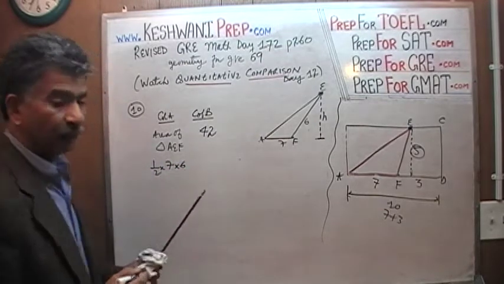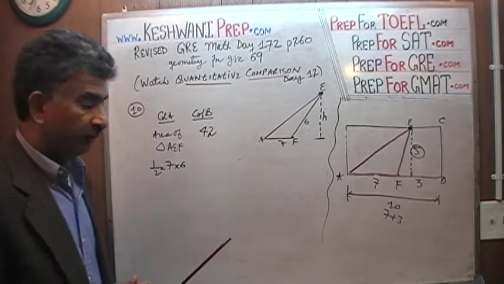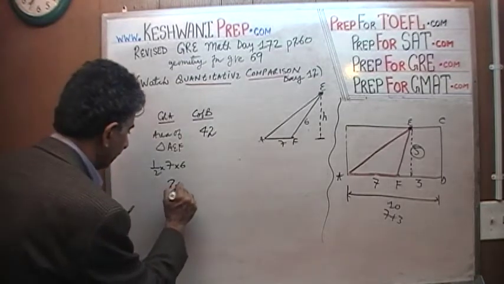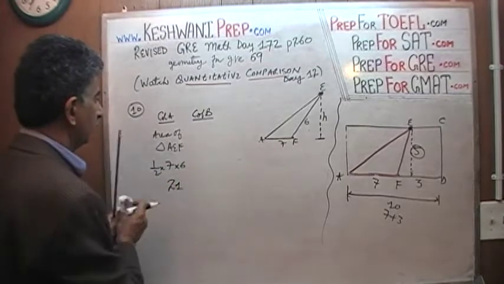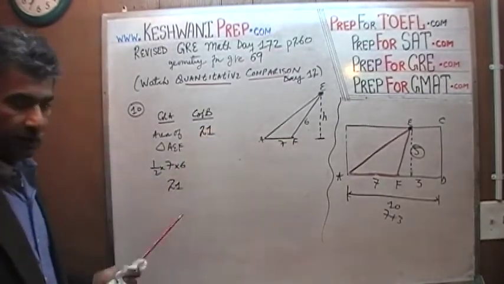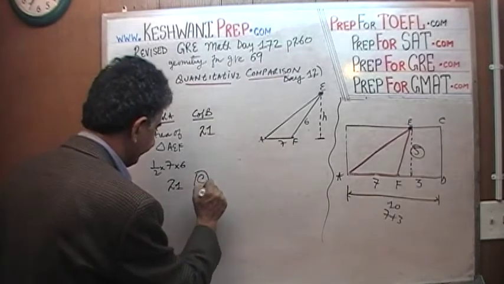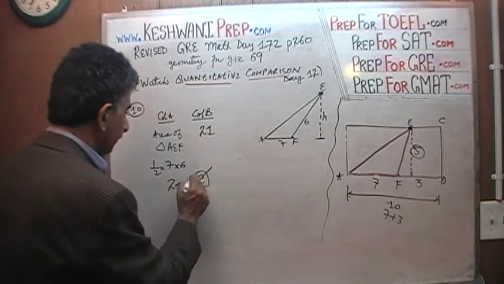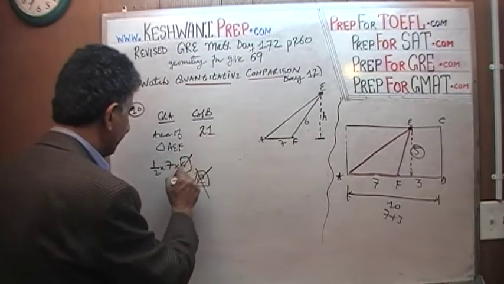Well, see, this is what happens when you try to make the question impromptu. 7 times 6 is 42, and half of 42 is 21. So in the second column, they will not give you 42; they will give you 21. So most people will do this work, and they will think that the answer is C. Are they right? No, they are not right. The answer is not C, because the height of this triangle is not 6.